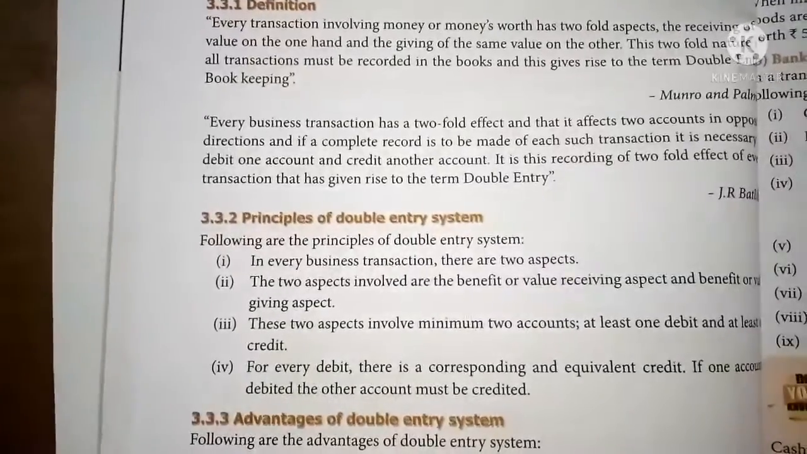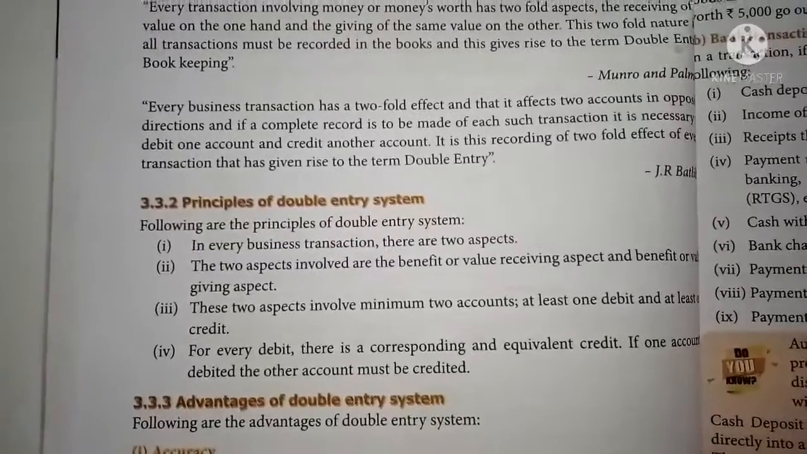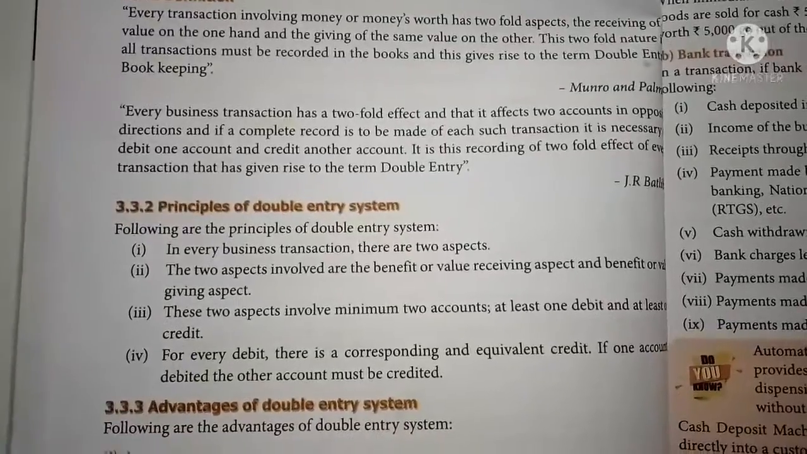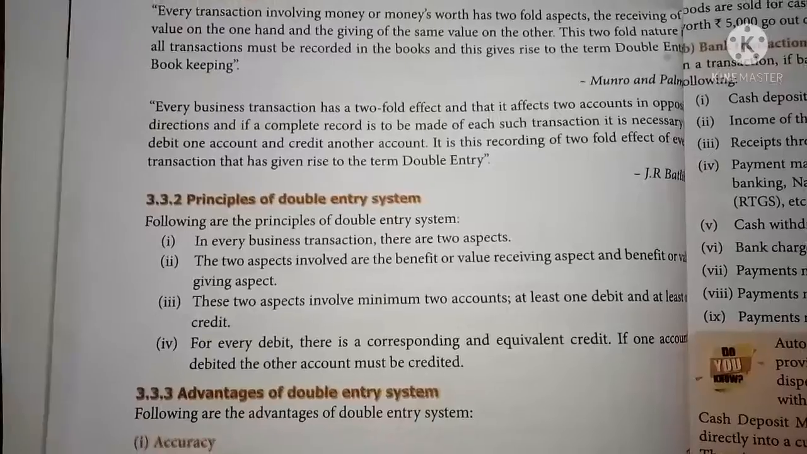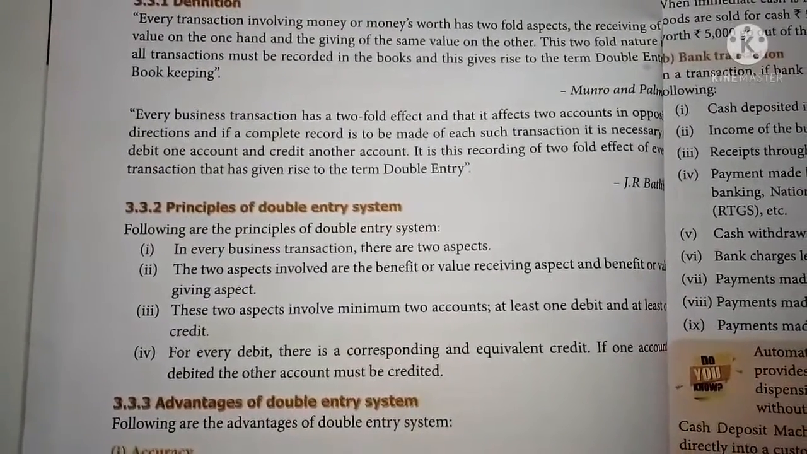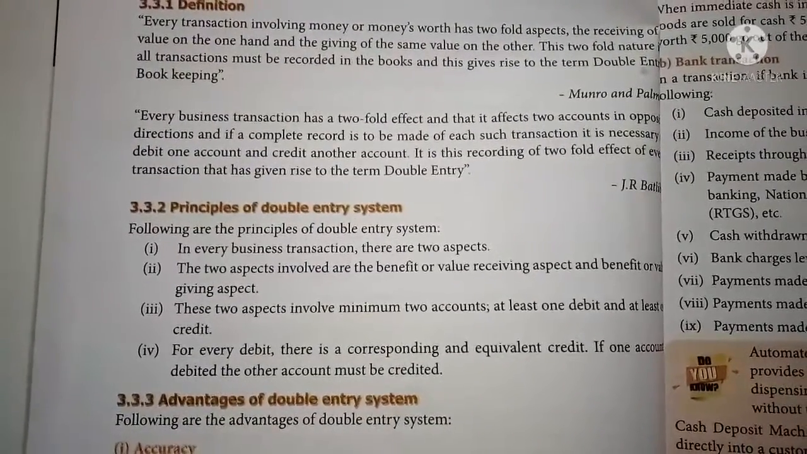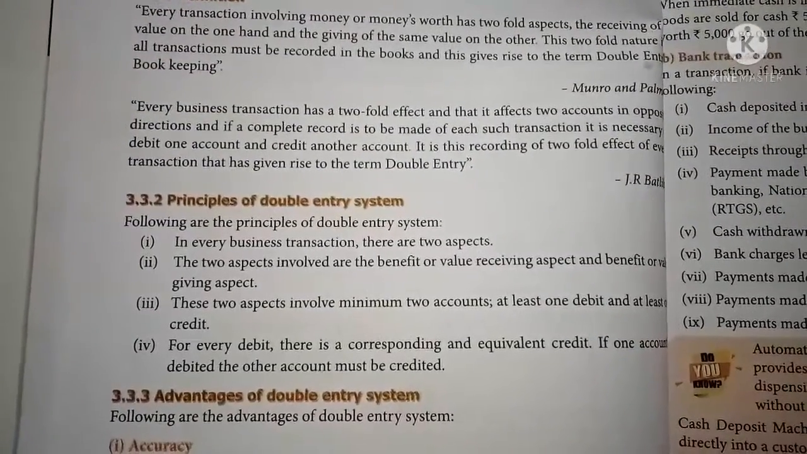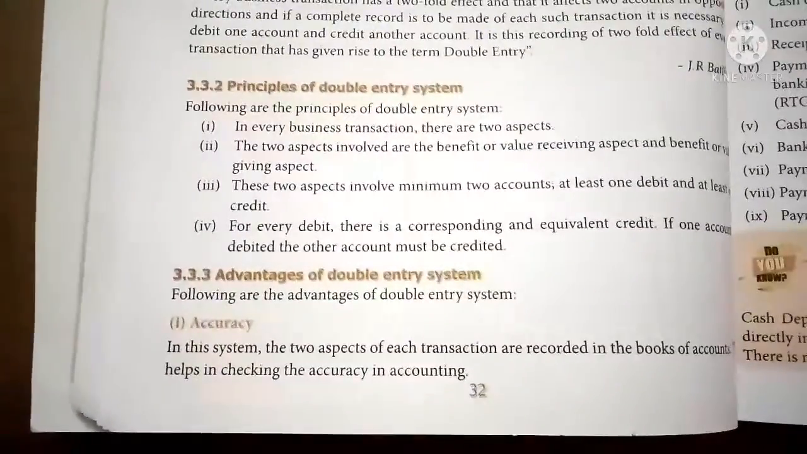Principles of the double entry system: in every business transaction there are two aspects, that is, the benefit or value receiving aspect and the benefit or value giving aspect. Both these aspects should be recorded. These two aspects involve a minimum of two accounts, at least one debit account and at least one credit account. So for every debit there is a corresponding and equal credit. If one account is debited, the other account must be credited. It is the basic principle of the double entry system of bookkeeping.